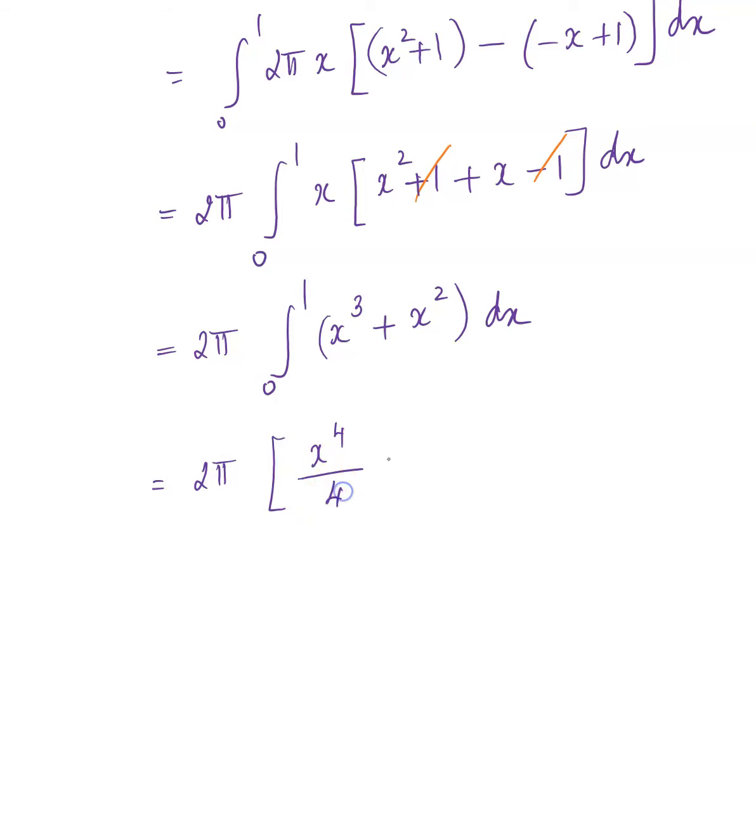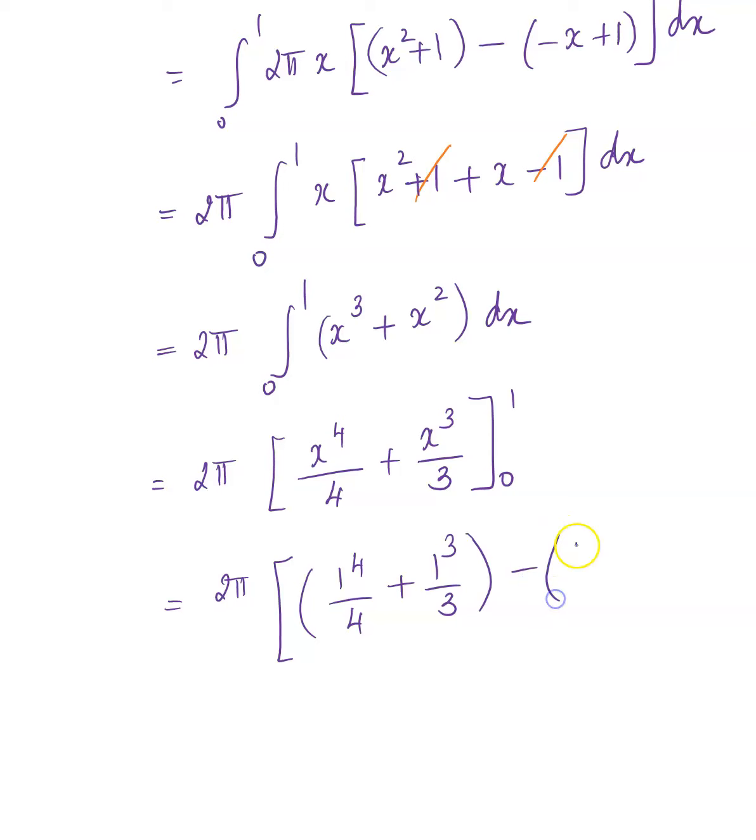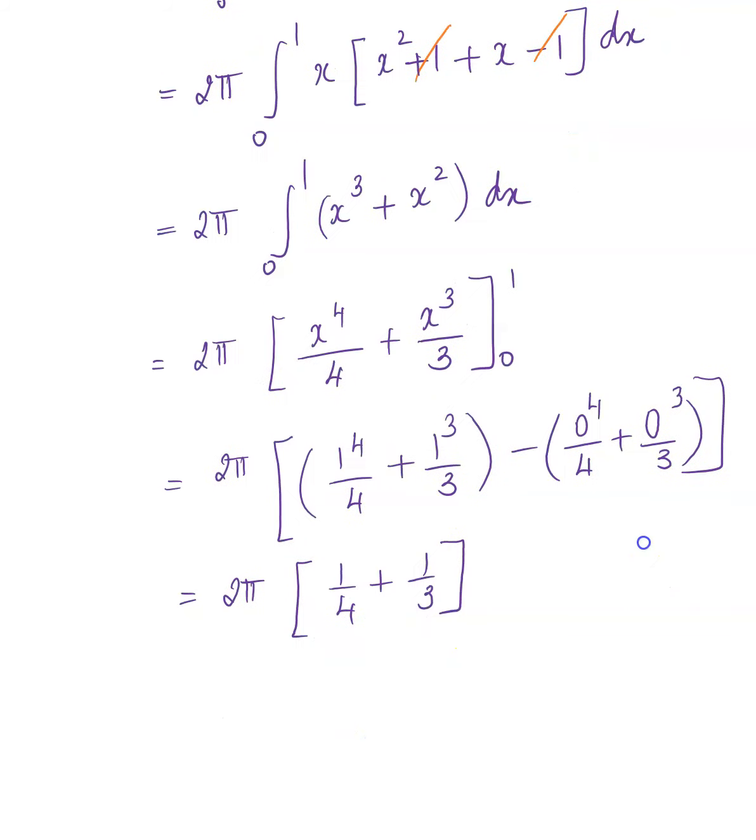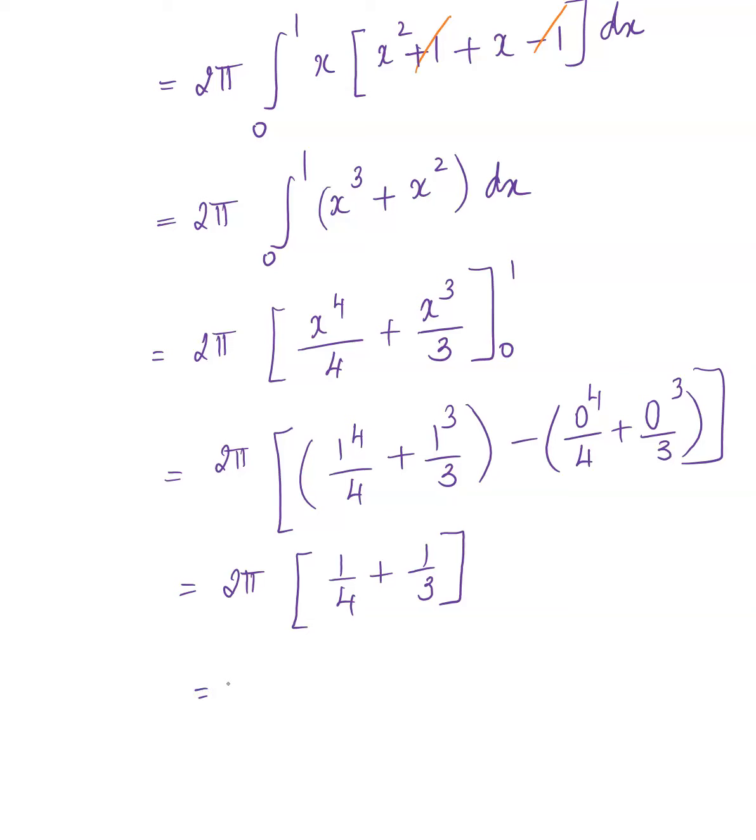x to the power 4 over 4 plus x cubed over 3, from 0 to 1. 1 to the power 4 over 4. That gives us 2 pi times 1 over 4 plus 1 over 3. That will be 7 over 12, right? So that will be 7 pi over 6. And that's our answer here for this problem.